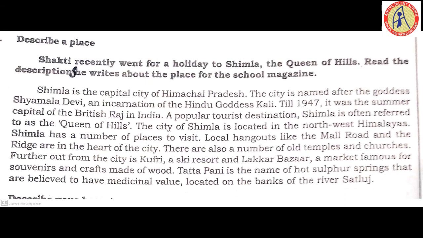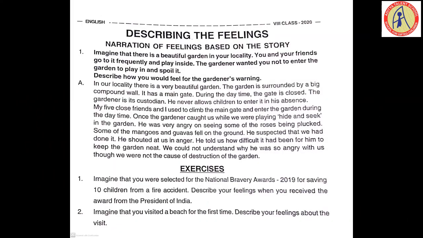Now in our material on page 143, we have given you one example. Imagine that there is a beautiful garden in your locality. You and your friends go to it frequently and play inside. The gardener wanted you not to enter the garden to play in and spoil it. Now describe how you would feel about the gardener's warning. So a small paragraph is given to you as an example in our material.